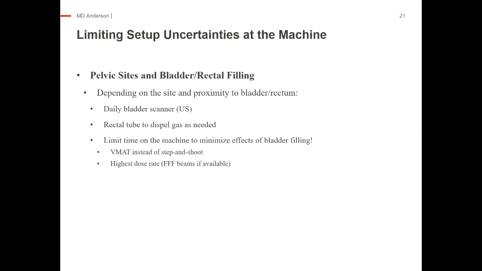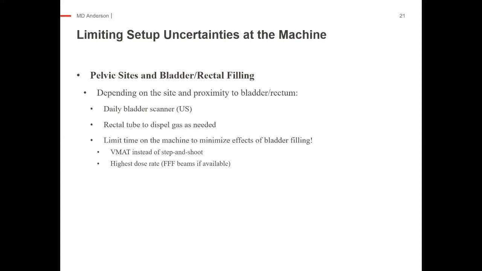Pelvic sites can be susceptible to bladder and rectal filling effects, depending on the site and proximity to the bladder and rectum. We see this a lot with prostate SBRT, which I'm not going to go into a lot of detail on here. But it's easy to manage: have a daily bladder scanner to keep your bladder volume consistent from one fraction to the next. You can use a rectal tube to dispel gas if needed, and try to limit the time on the machine so that the bladder is not filling too much while the patient is on the table.